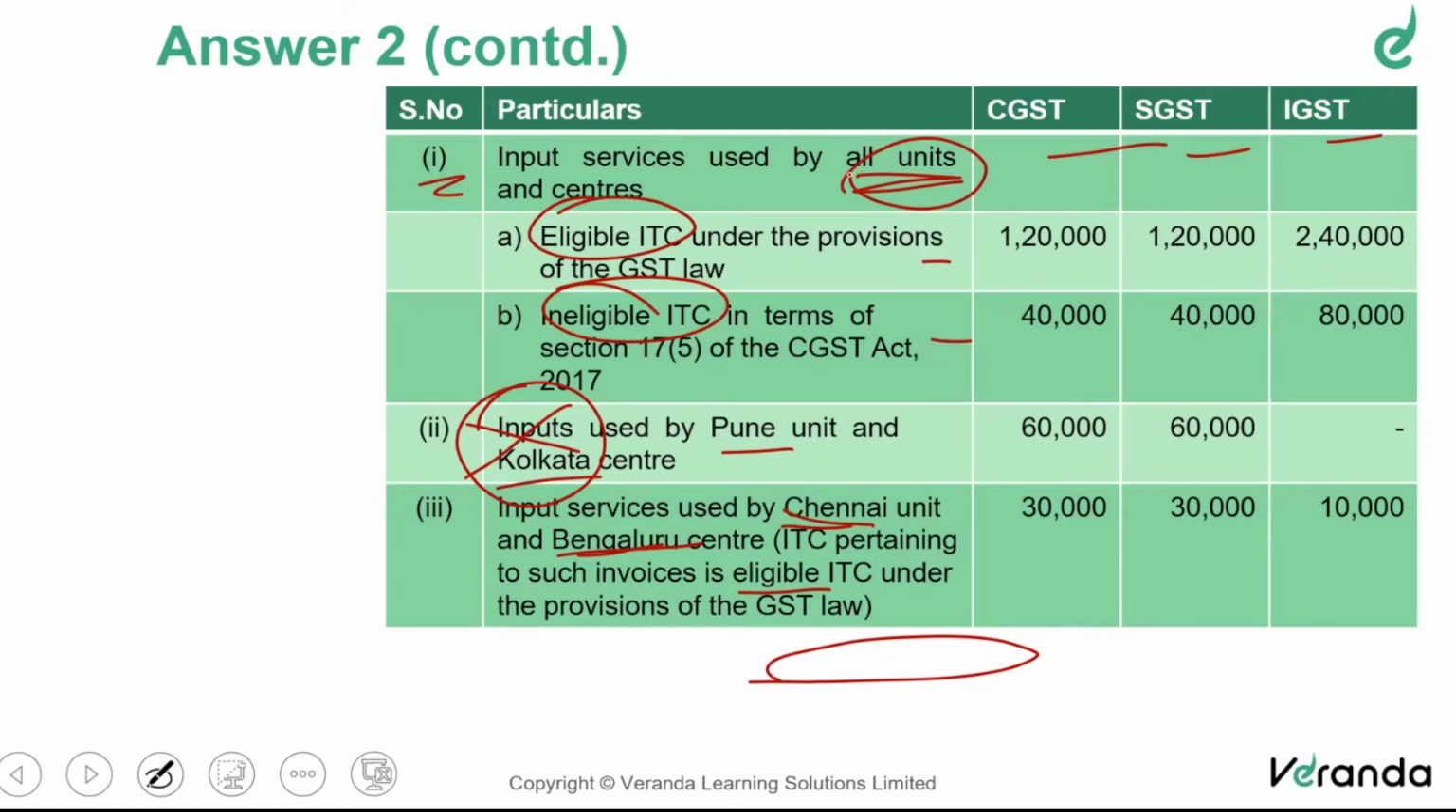Now, the first one is distributed to all units. Again, eligible is given, ineligible is given. Now we'll have to distribute these separately because the rule clearly says eligible credit also has to be distributed and ineligible credit also has to be distributed, but we'll distribute them separately. Now, even among the eligible credit, we'll have to split between Pune and the other 3 branches because here it pertains to all the units, all the 4 branches. Therefore, Pune separately and the other 3 units separately.